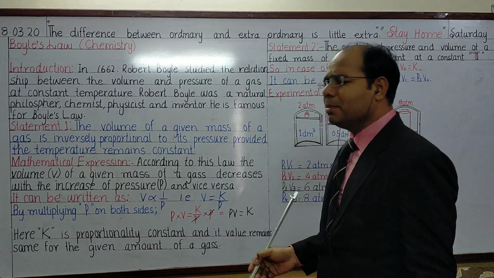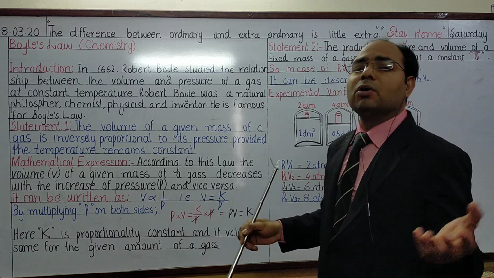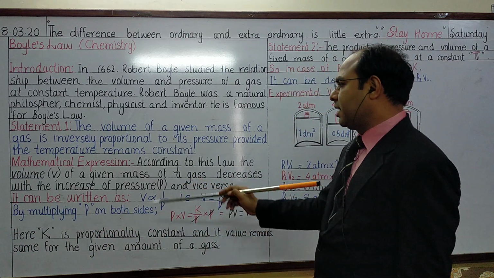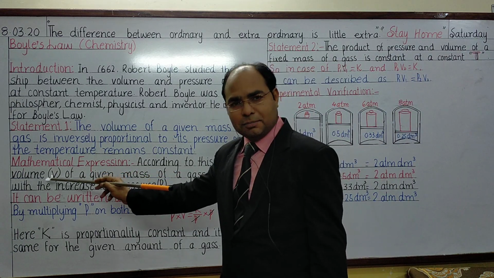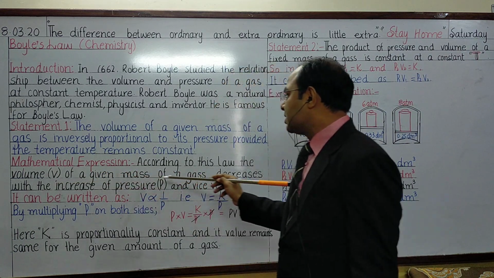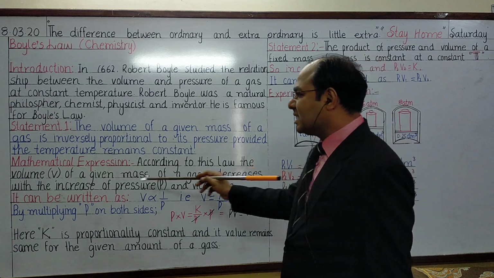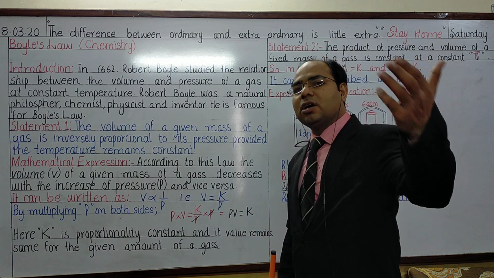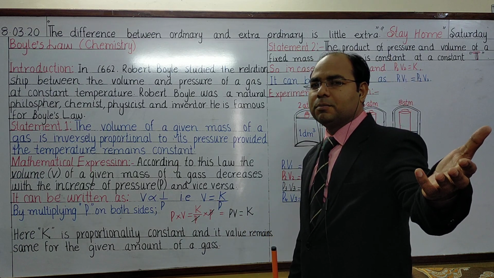Thirdly, the mathematical expression, which is important in science, describing things mathematically, be it physics or chemistry. According to this law, the volume, represented by V, of a given, fixed mass of a gas decreases with the increase of pressure. Volume is represented by V, and pressure is represented by P.